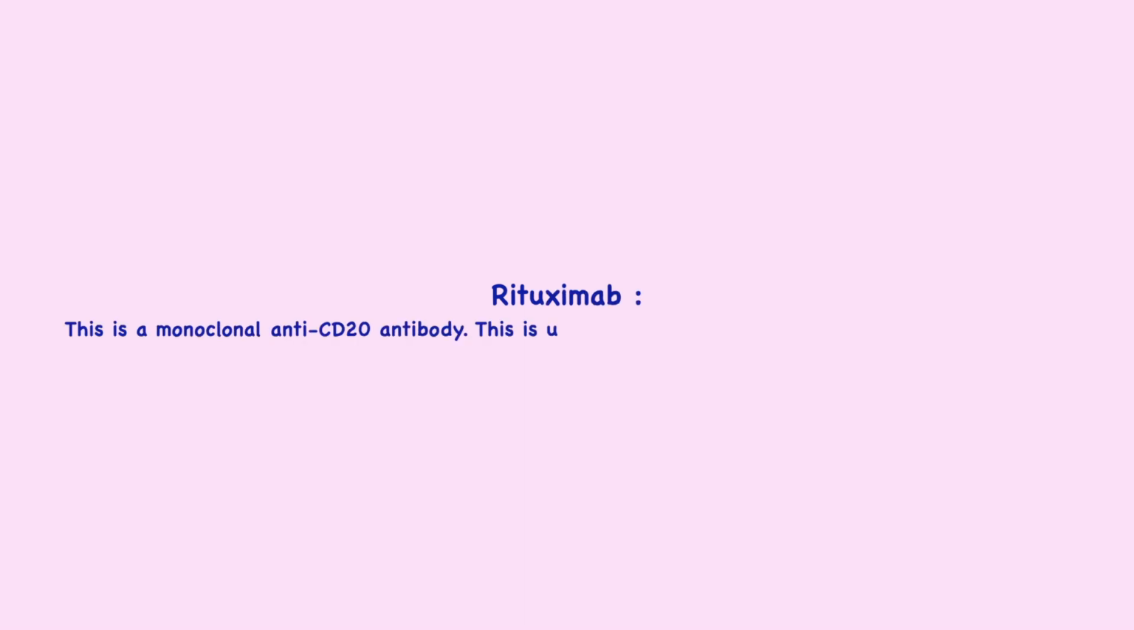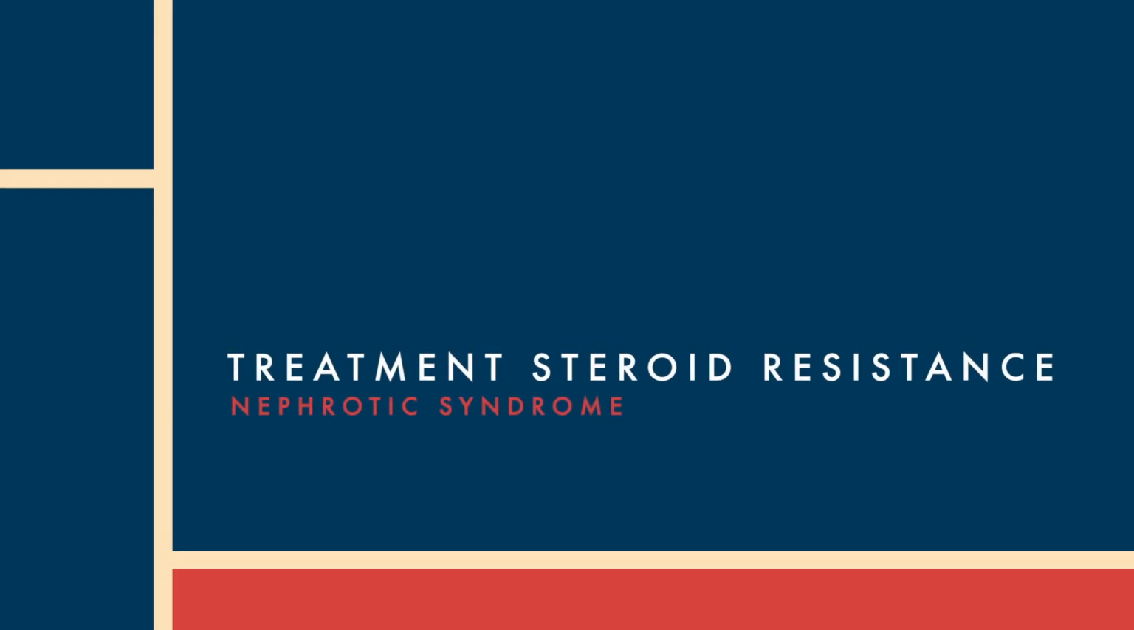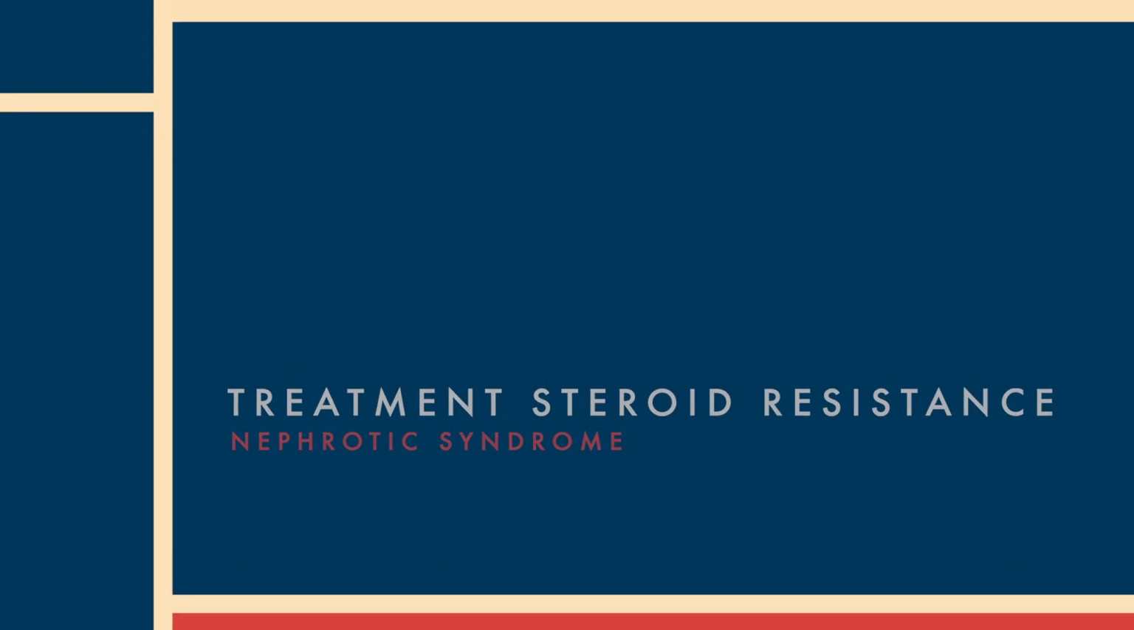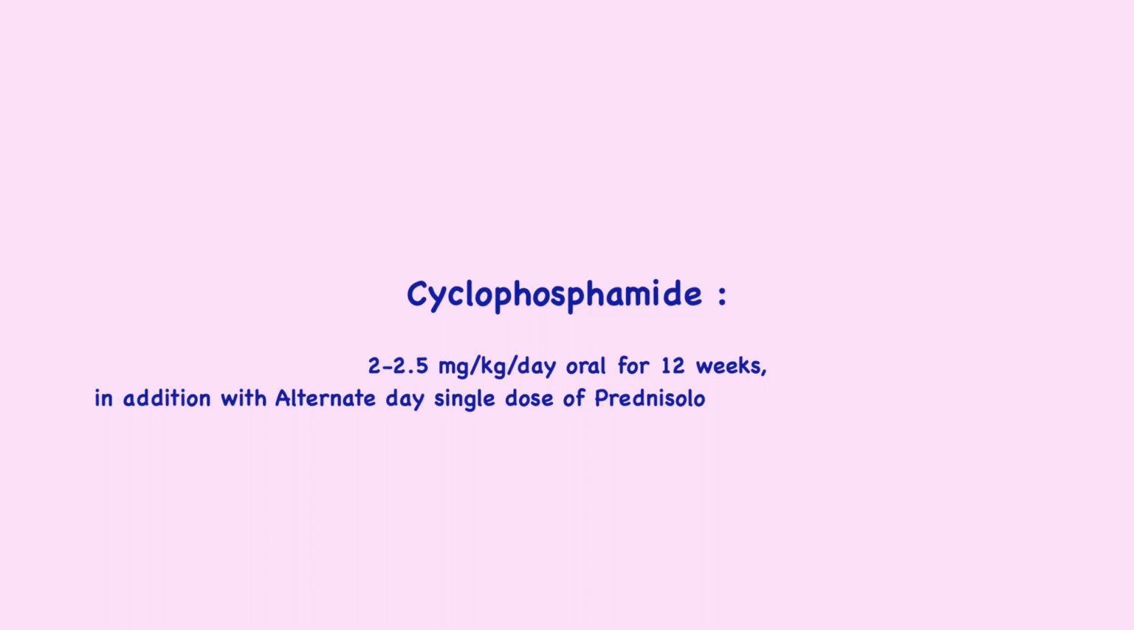Rituximab. This is a monoclonal anti-CD20 antibody. This is useful in patients who show toxicity to other drugs. Now come to the treatment of steroid-resistant nephrotic syndrome. Cyclophosphamide 2 to 2.5 mg per kilogram per day oral for 12 weeks, in addition with alternate day single dose of prednisolone 1 to 1.5 mg per kilogram for 12 weeks.